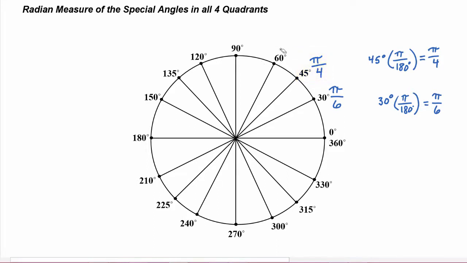We know 60 degrees. We can multiply times pi over 180, and 60 goes into 180 3 times, so this is pi over 3.